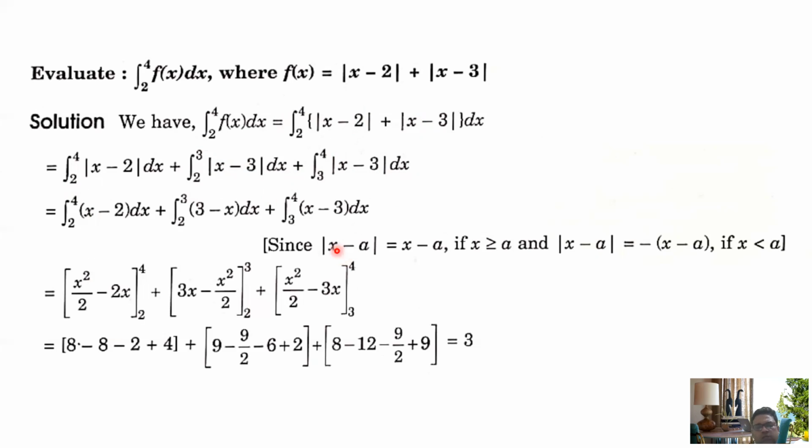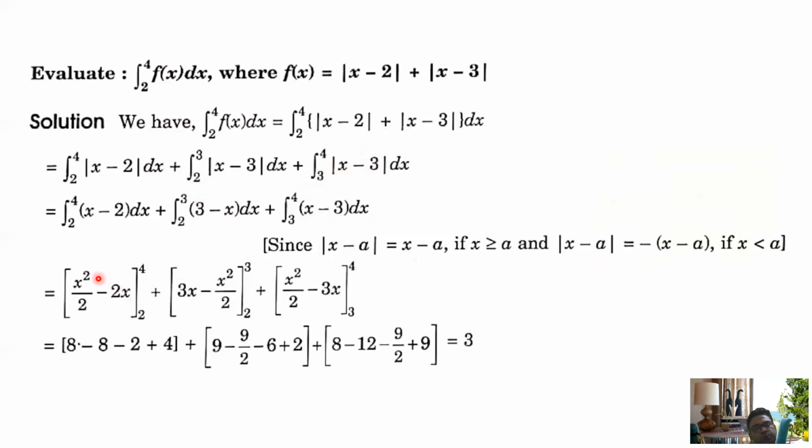Already you know, mod of x minus a equals x minus a if x is greater than or equal to a, and equals minus of x minus a if x is negative. Here the whole range is above 2, so from 2 to 4 there is no negative part, and you can directly write positive x minus 2. Here from 2 to 3, x minus 3 is negative, that is less than 3, so we write 3 minus x, and from 3 to 4, mod of x minus 3 is positive, so x minus 3, using this property.